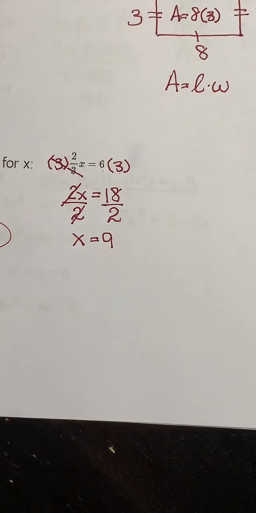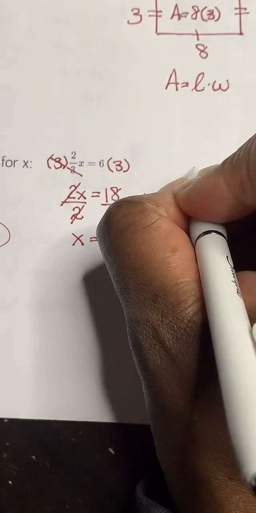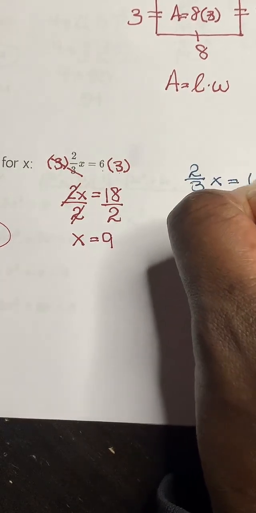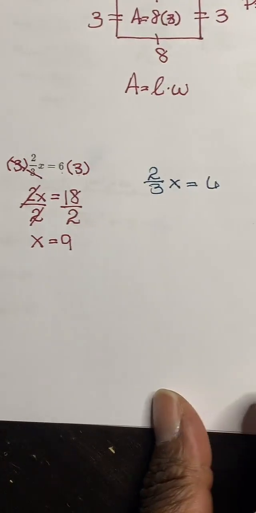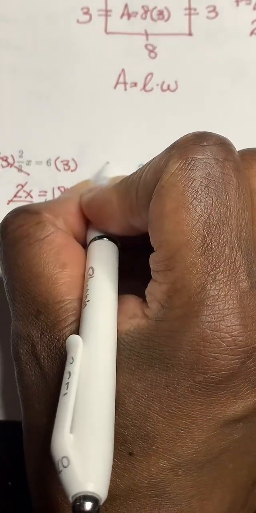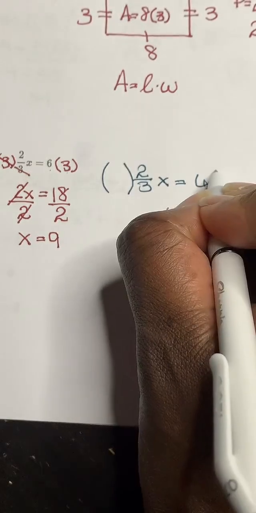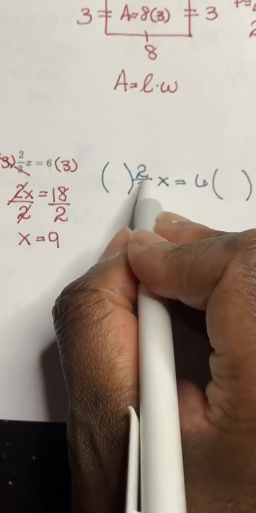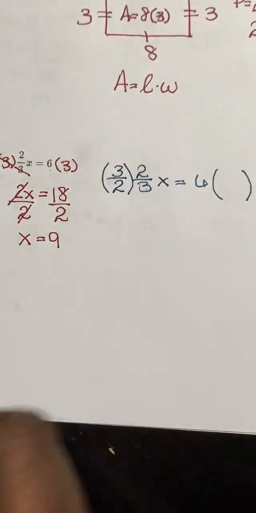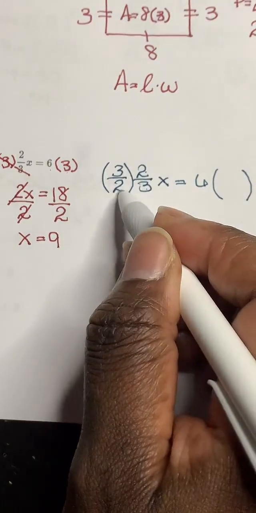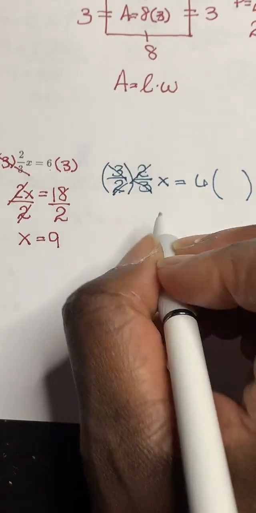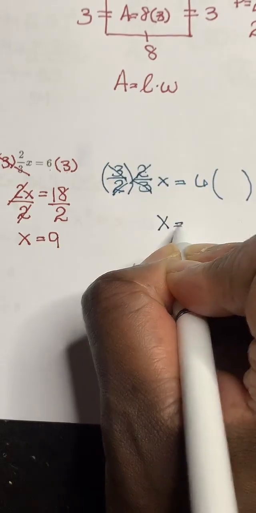Another way, change pens. We have 2/3 x is equal to 6. Now, if you feel somewhat comfortable with fractions, what you could do is multiply by what's called the reciprocal. The reciprocal of the fraction 2/3 is simply flipped: 3 over 2. Because what's going to happen? 2 divided by 2 will give us 1, 3 divided by 3 will give us 1, so we are left with 1x, or just x.